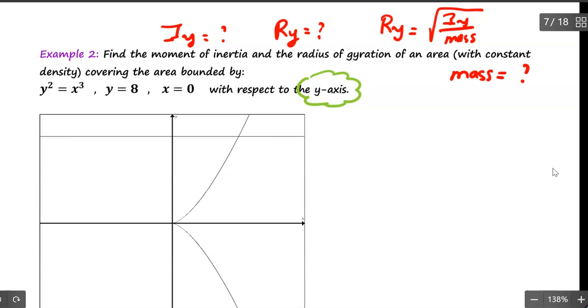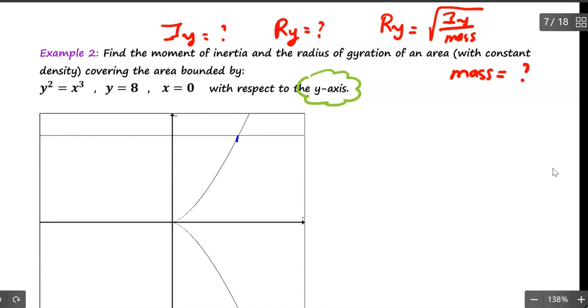So first of all, the area covered by y squared equal to x to the exponent 3. So this is the function. And then x equal to 0, which is the y-axis, and y equal to 8, which is this line right here. So this is y equal to 8. So I'm going to shade in the area that I work with.